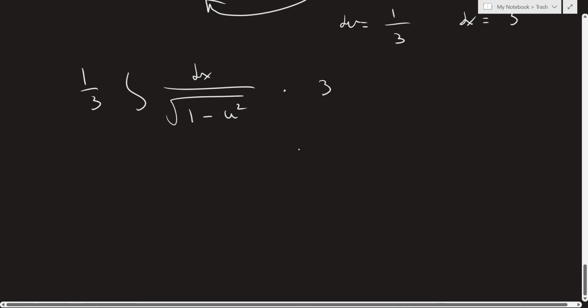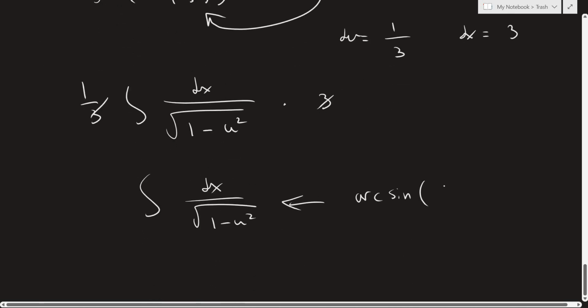All right, so now we can simplify 3 with 1 over 3, so these cancel. We have du over radical 1 minus u squared, and this one is just arc sine. So arc sine of u, and we chose u to be x plus 2 over 3, plus c, and this is your answer.